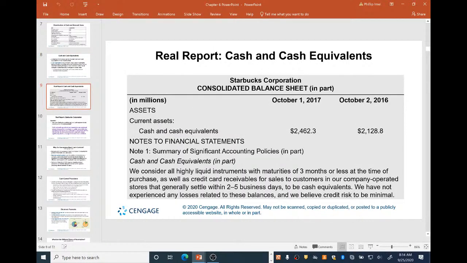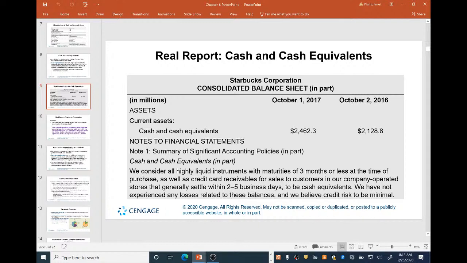This is just a little snapshot of a real report of the cash and cash equivalents for the Starbucks Corporation. So you can see it's in millions. They have the comparative data from 16 to 17 in October. Then we can see within the assets section, it's in current assets, and it's always going to be listed first, right? So cash and cash equivalents is always listed first within the balance sheet. Why? Because it's most liquid, because they're listed in the order of liquidity, right? And that was from one of the chapters we just had.